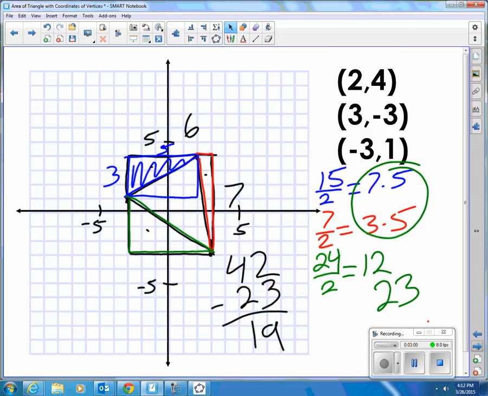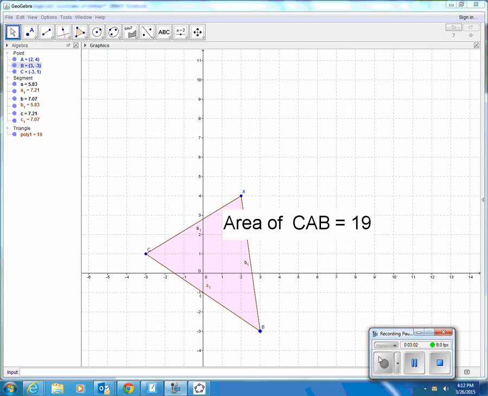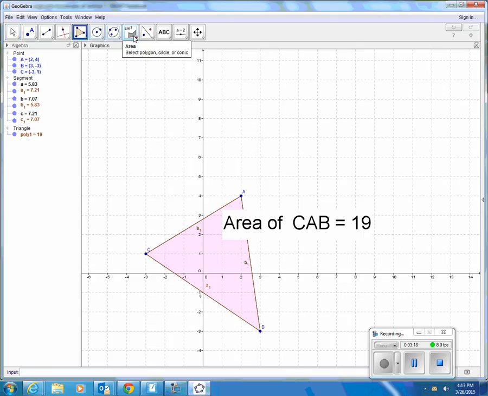Can we verify that with GeoGebra? Let's try it. In GeoGebra, I plotted those 3 points, and I created a polygon, and then I measured the area, and it says that the area is 19 square units.